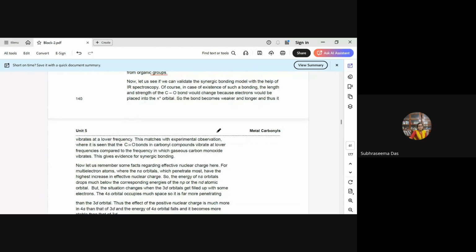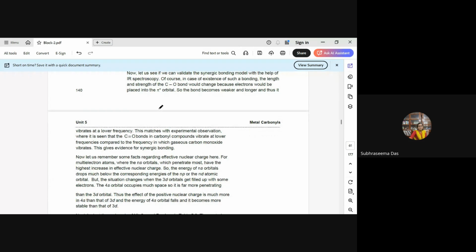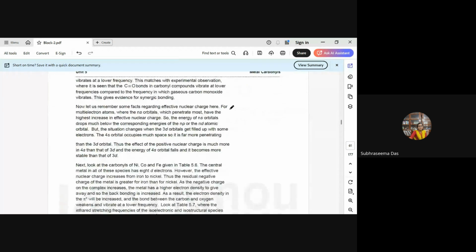When we talk of synergic bonding, the bond length and the strength of the CO bond would change because the electrons are placed in the pi star orbital. So the bond becomes weaker and longer, and thus it vibrates at a lower frequency. This matches with the experimental observation that the C triple bond O in carbonyl compounds vibrates at a lower frequency when we compare it with the vibration of the gaseous CO molecule.